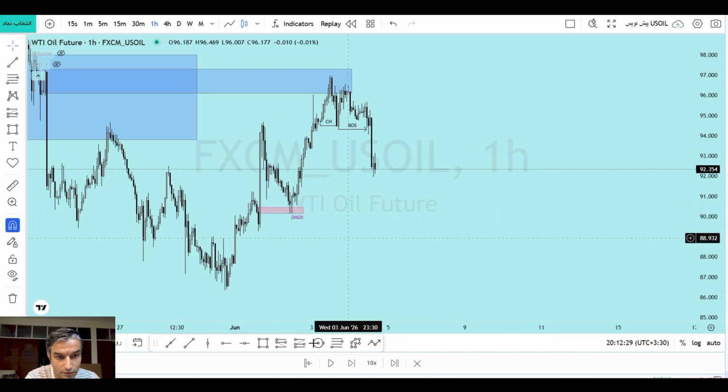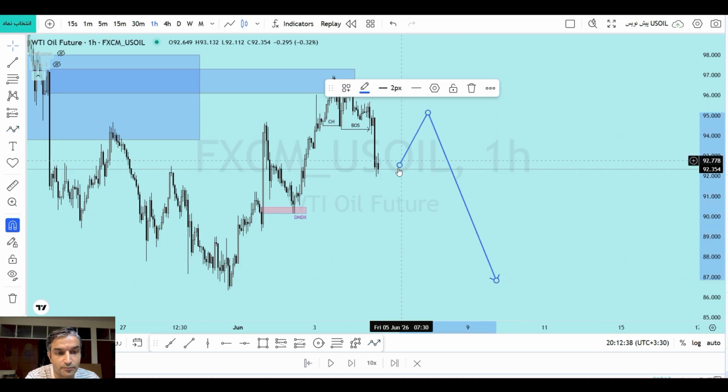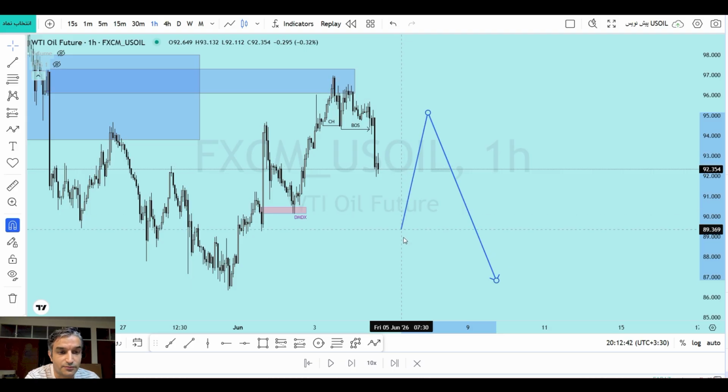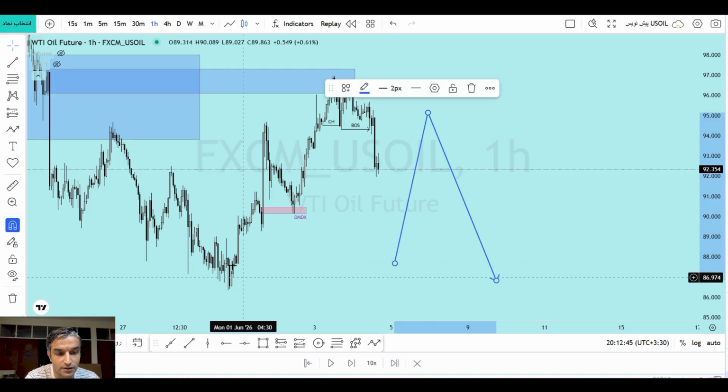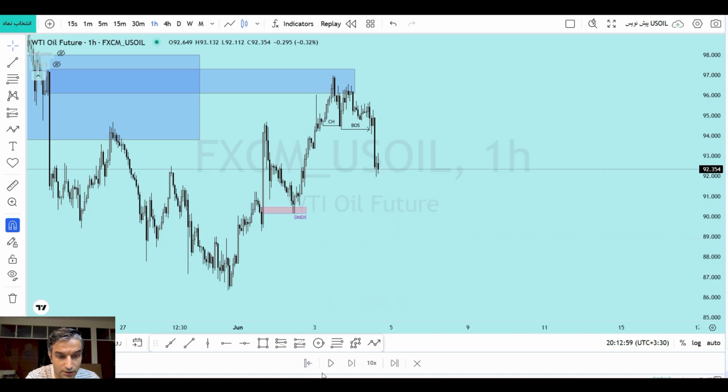Price came to this area and goes till here, but we have another condition. If price first comes to this area, we call this area the danger zone, and then goes to this area, we should be very careful. It has a high risk. Okay.